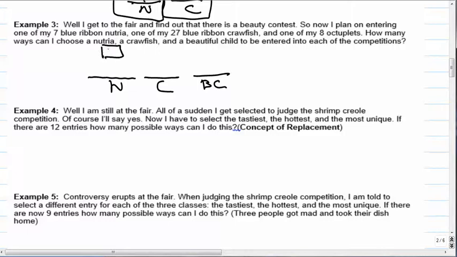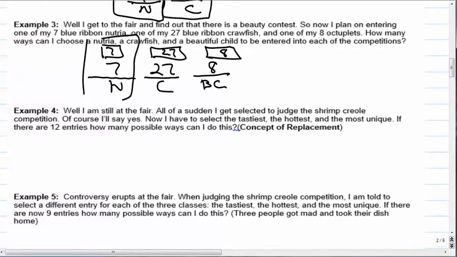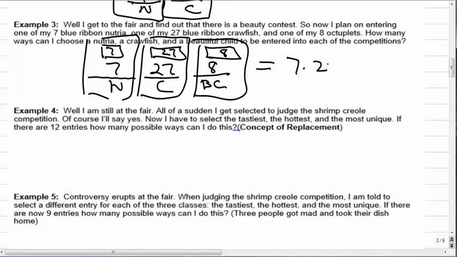Where are they coming from? Well, the nutria are coming from 7. The crawfish are coming from 27. And the beautiful child is coming from 8. So I got 3 different groups here. Pick a nutria, 7 ways. Pick a crawfish, 27 ways. Pick a beautiful child, 8 ways. Again, in none of the selections do I care about replacement. Why? Because again, replacement and order is group specific. I'm only picking one from each group, so I don't have to worry about replacement or order. So if you do the math, I'm going to leave that up to you. That would be your answer.